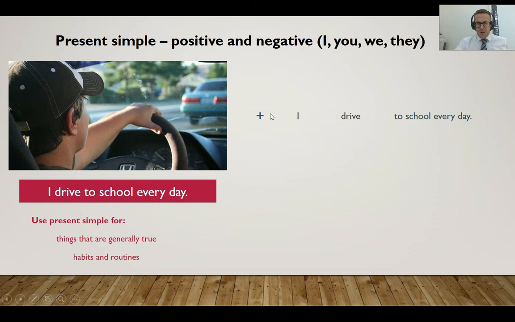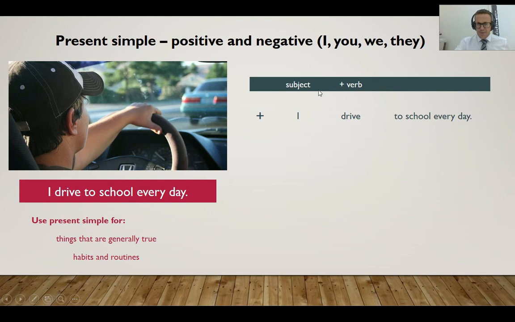So this is positive. I drive to school every day. Subject plus verb. You can use the same for you, we, they. You drive to school every day. We drive to school every day. They drive to school every day.